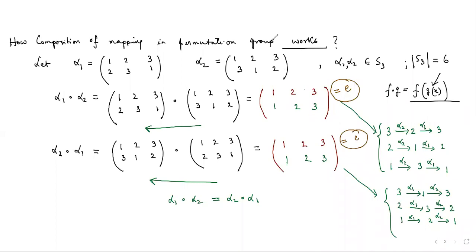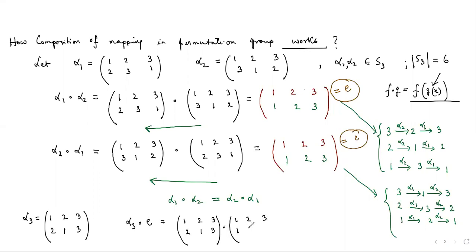Let us try to find out quickly what happens when we consider an element, say, alpha 3. Let us take alpha 3 as 1, 2, 3 over 2, 1, 3. Let's take it into consideration, and let us try to find out what happens when we multiply alpha 3 by E. If we consider this composition, what happens? So we'll write 1, 2, 3 and 2, 1, 3, and you'll write 1, 2, 3 and 1, 2, 3.